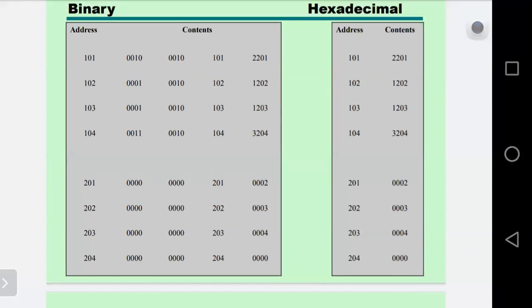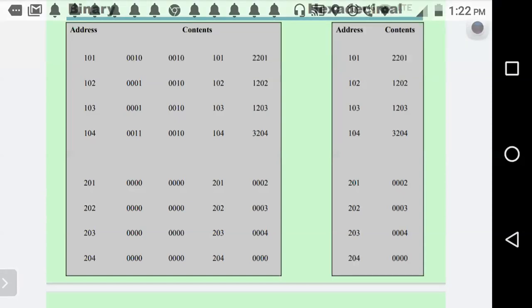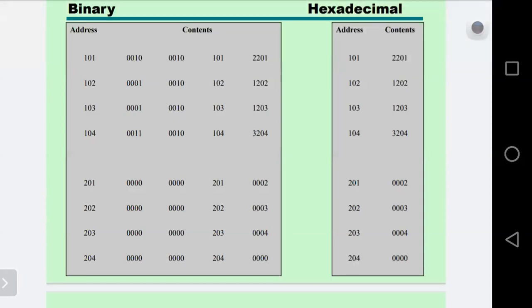So this 1202, one means add whatever is at location 202 with the accumulator. So 1202, one means add with the 202. At 202, now look at the address 202. The data there is a 3. So this 3 will be added with the accumulator.